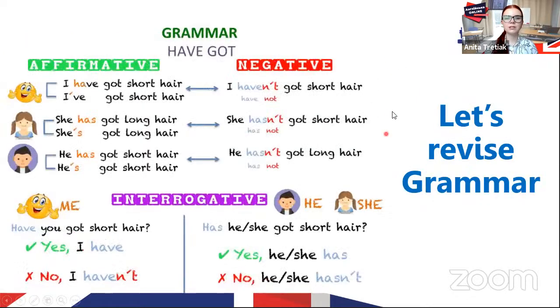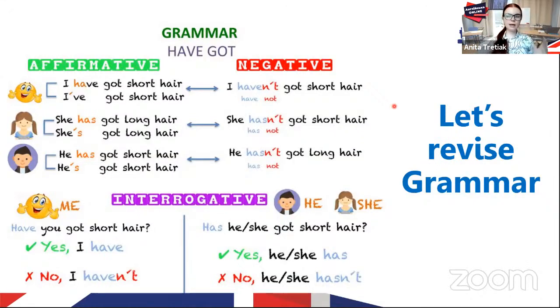And let's start with the grammar. Let's revise the grammar. The first grammar that you have learned this week was have got. First, let me explain when we use have got. You use have got to talk about your possessions. For example, look at me now. I have got 2 pens. I have got a black pen and I have got a blue pen. This is my things, my possessions.